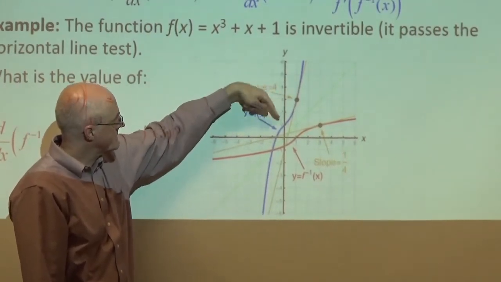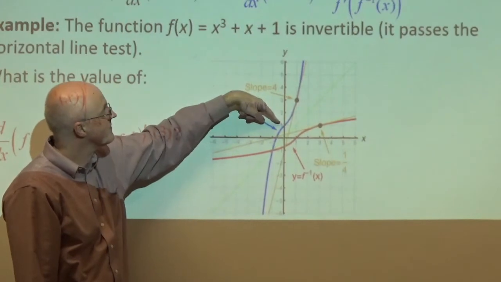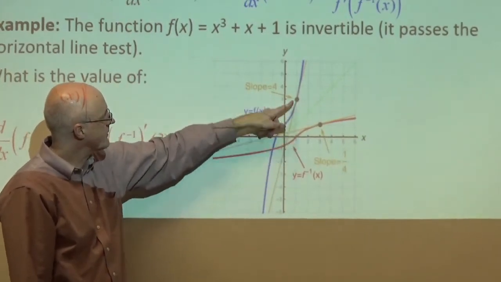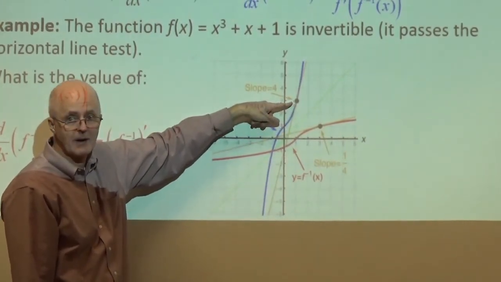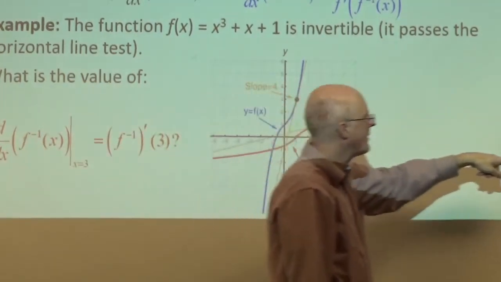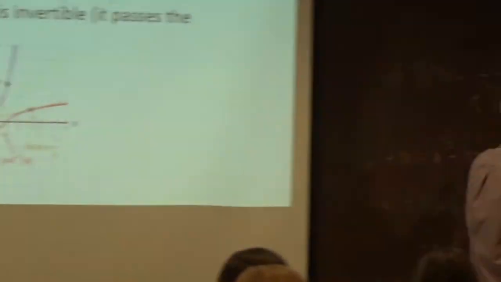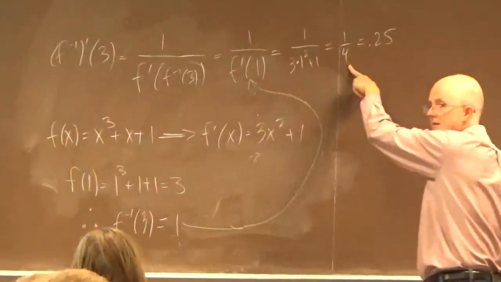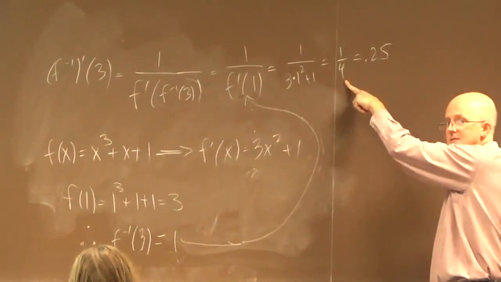And its vertical intercept is 1, right there. Notice f of 1 is 3. This point has coordinates (1, 3). The slope of its tangent line is 4. f prime of 1 is 4. Focus on the bottoms of those fractions.